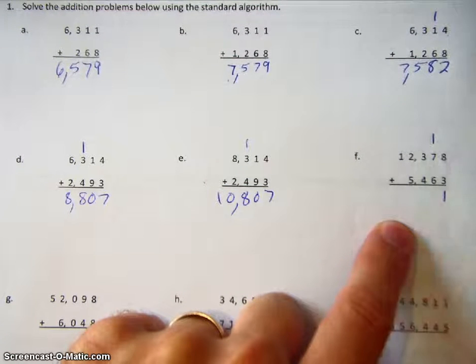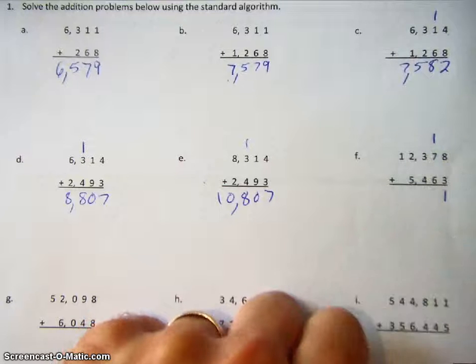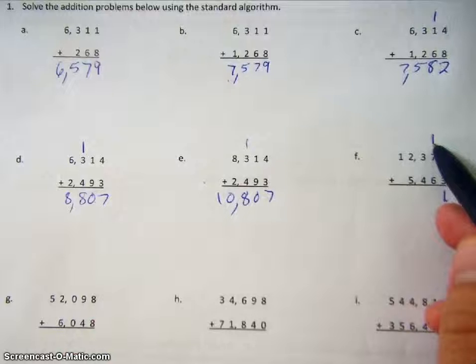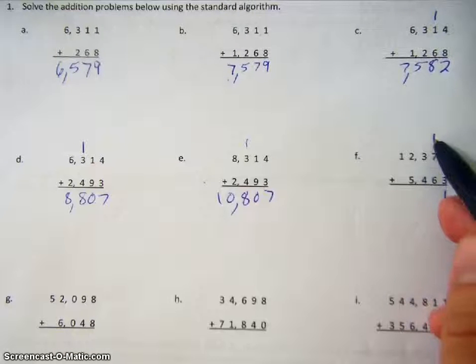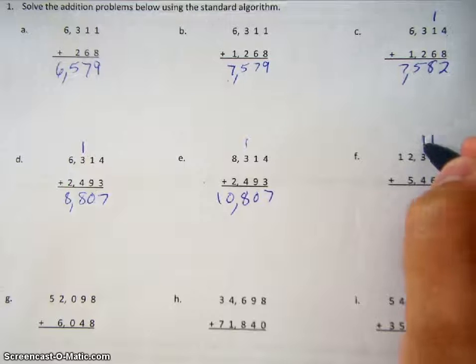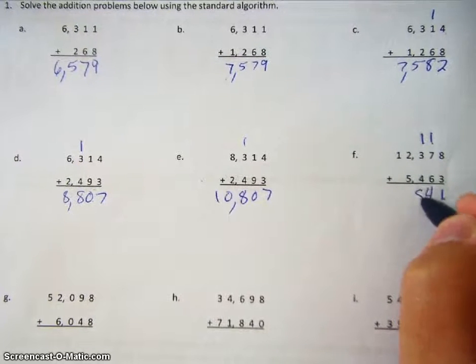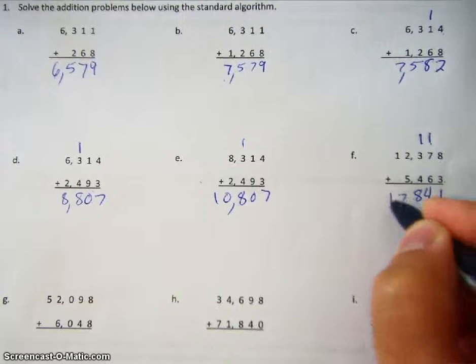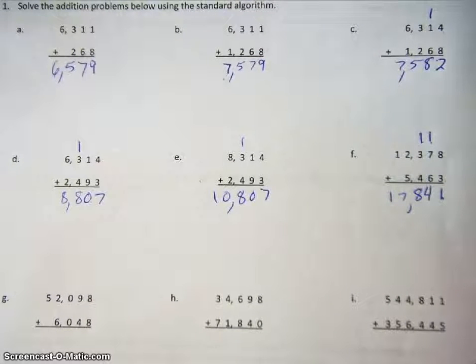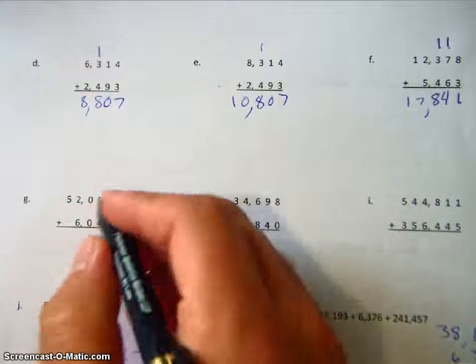Okay. Now letter F is going to be a little bit different because we're going to actually be doing some bundling a couple of times in the same problem. So 8 plus 3 is 11. So we bundle up our 10. Okay, then we add up here, we have 14 tens. So we're going to leave 4 tens and bundle up 10 tens to create 100. And then we can continue adding. And we get 17,841. Okay. Moving on to letter G.